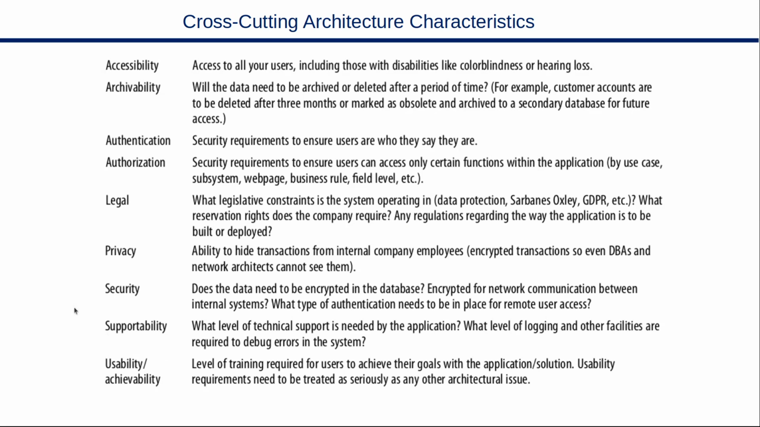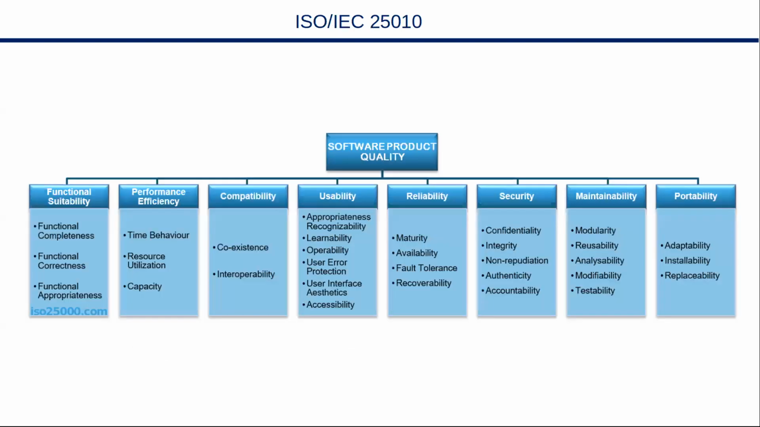So there are different approaches to how to divide them, what the list is. Generally, there is a standard, which is called ISO 25010. According to this standard, these characteristics or quality attributes were divided into: functional suitability, performance efficiency, compatibility, usability, reliability, security, maintainability, and portability.